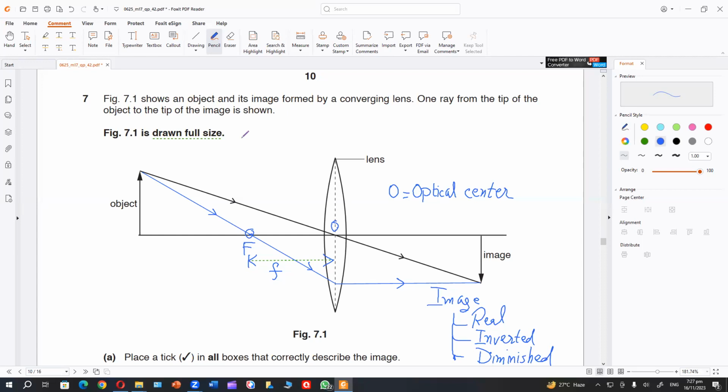So put the ruler. Sir, but from where should I start measuring? No, can't you see the double-sided arrows, Amar? Let me mark a double arrow here. Look, double arrow. This is F. Starting from capital F to capital O. 2 centimeters.